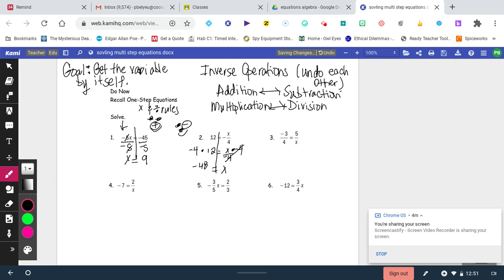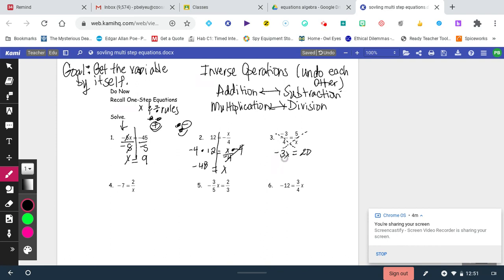Okay, on number 3, it's really simple. What I'm going to do is set up like a proportion. That's when you got two fractions that are equal to each other. I don't know if we got to this the fourth 9 weeks or in the third 9 weeks. I don't remember, but I'm just going to go through it. With a proportion, you just cross multiply. So 4 times 5 is 20. I'm going to multiply here.